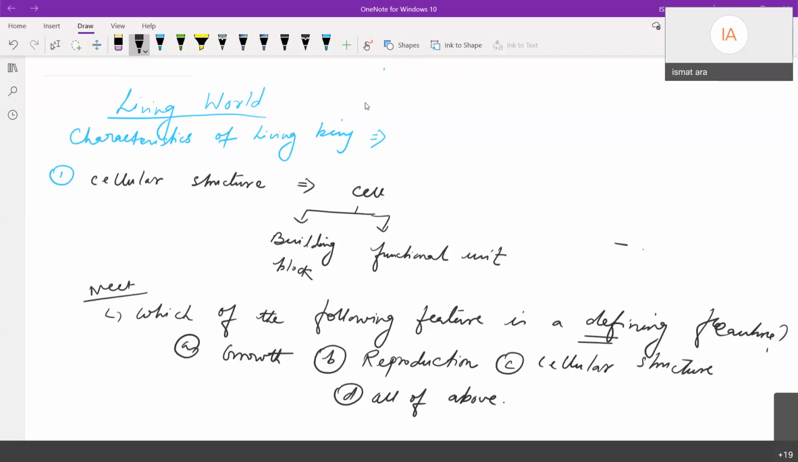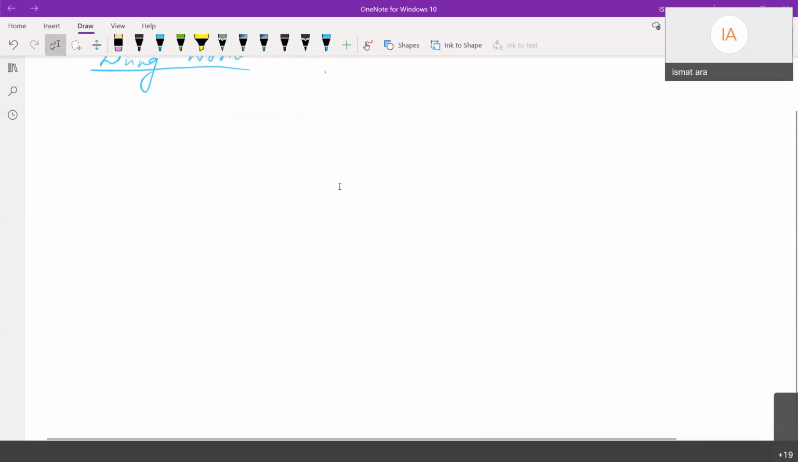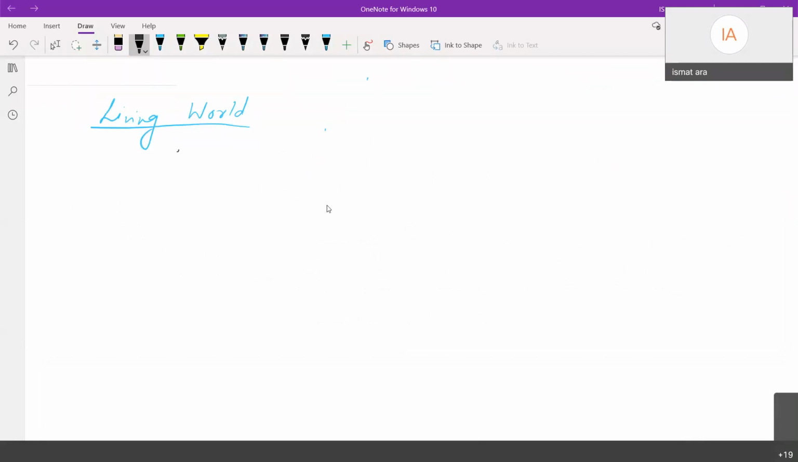So, the first thing, just note down this question or take a screenshot. First of all, I will discuss what a defining feature is, students. You should know what a defining feature is. Then you will be able to say which of the following is a defining feature. So let us see what a defining feature is.